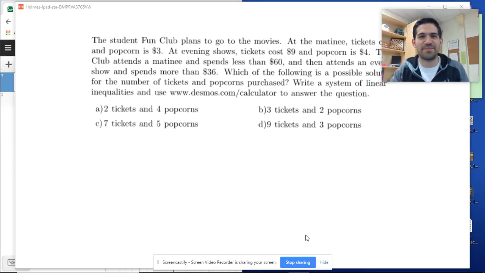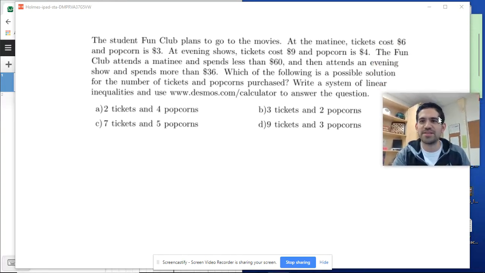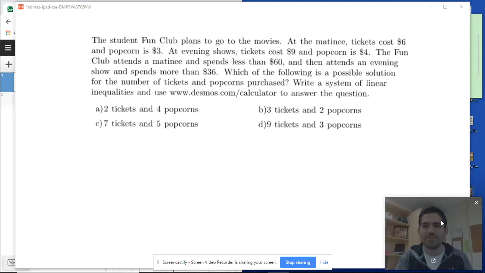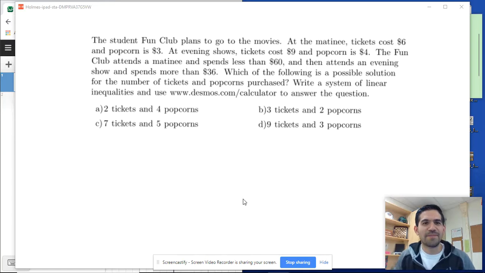So here in this example, I'm going to show you how to approach this setup. Move this out of the way so you can see it. The student fun club plans to go to the movies. At the matinee, tickets cost $6 and popcorn costs $3. There's the evening show and there's a matinee show, and there are different expenses for each.